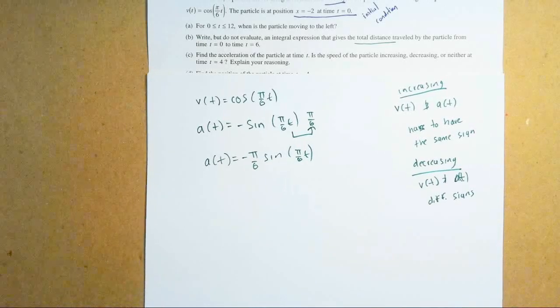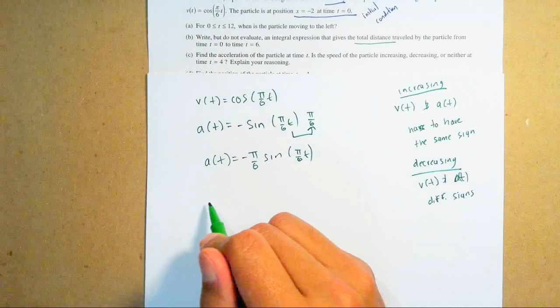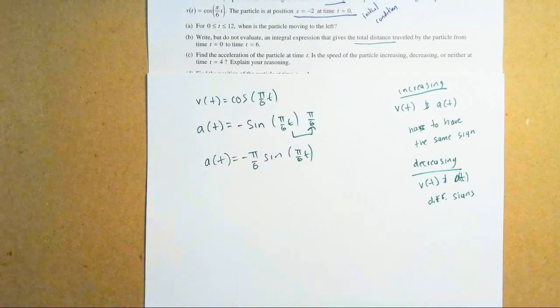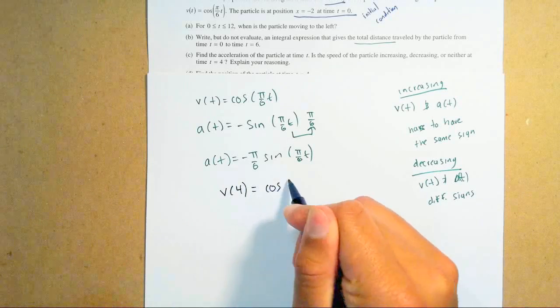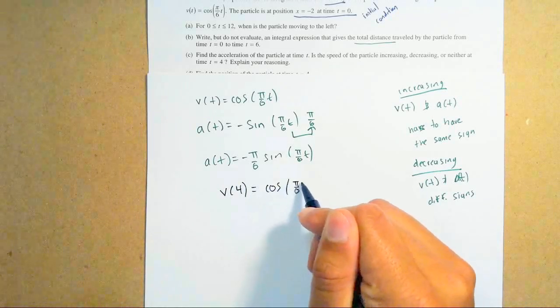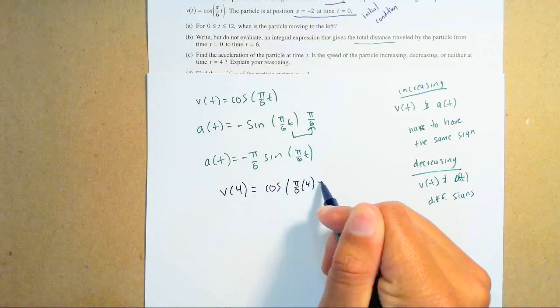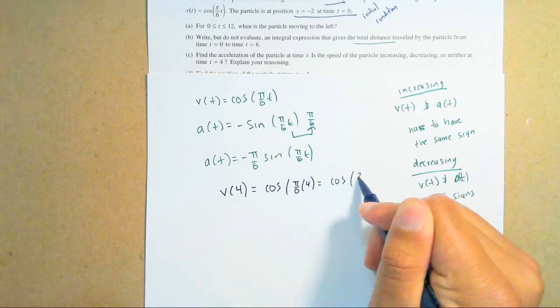So let's go ahead and plug in 4 into velocity first. So when I plug in 4, what I'm going to get is v of 4 is equal to cosine of pi over 6 times 4, which equals cosine of 2 pi over 3.